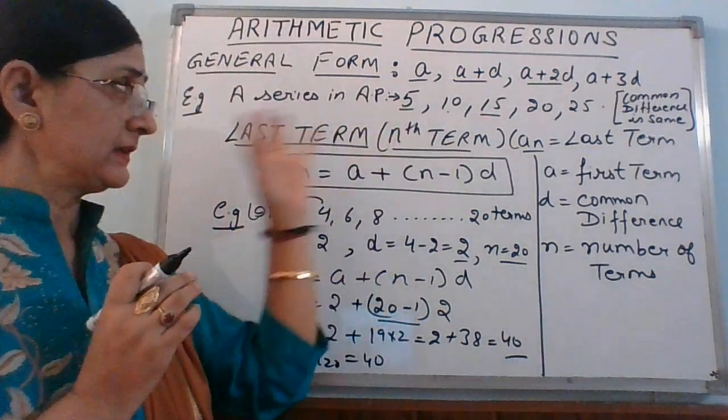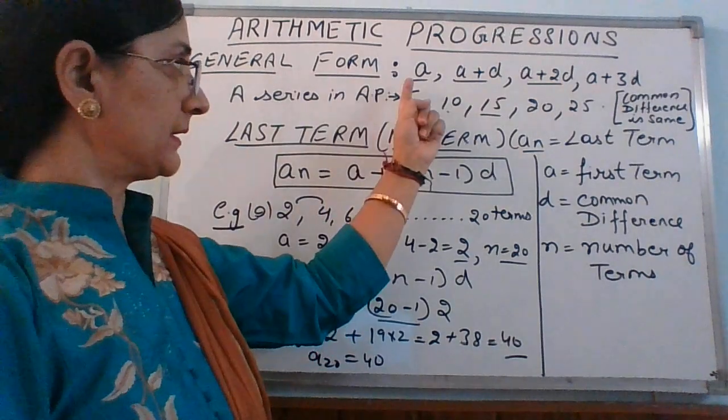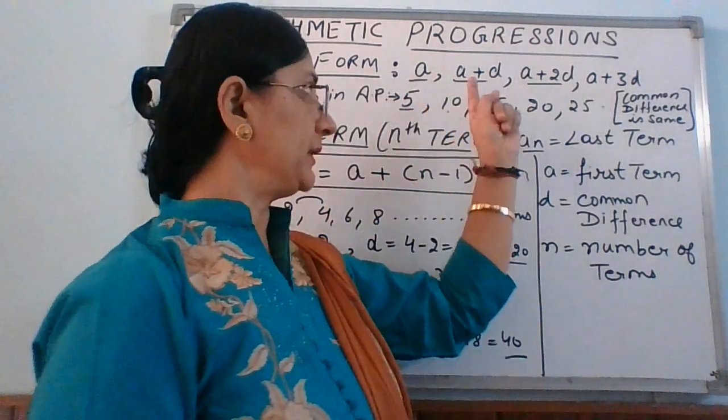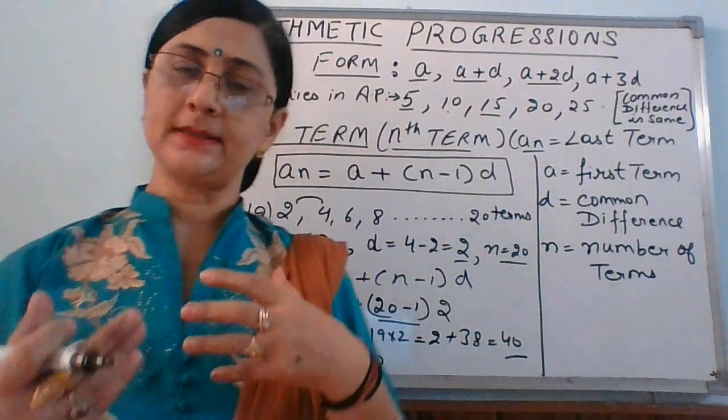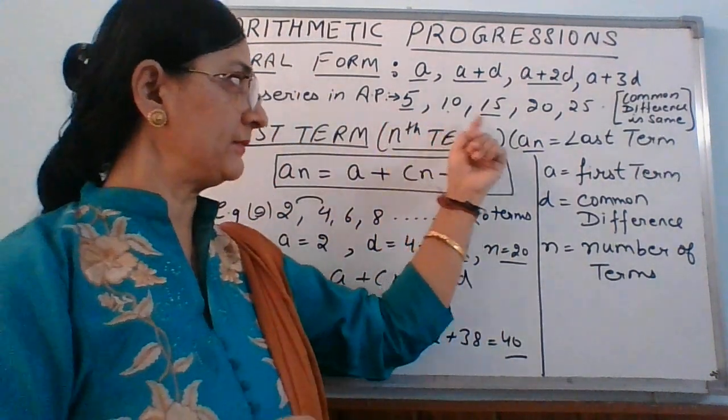So I'll repeat this again, right? So arithmetic progression in general is written a, a plus d, a plus 2d. ये d क्यों लगा रहे हैं हम? क्योंकि it is a series in which the common difference is same, right? So for example 5, 10, 15, 20.